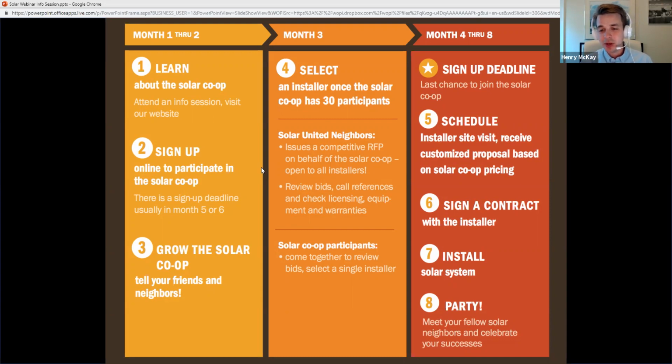Now, once everyone who wants to go solar in the co-op has their system installed, we have a celebration, and we celebrate doing something really cool together, going solar, and we talk about what's next in the solar movement. How can you help make it easier for more people to go solar, and how can you help protect this investment that you just made into solar?